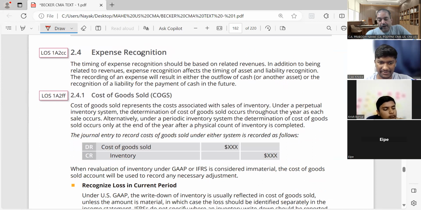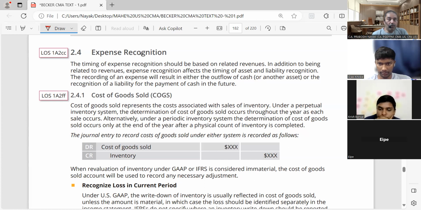Expense recognition. The timing of the expense recognition should be based on related revenues. In addition to being related to revenues, expense recognition affects the timing of the asset and liability recognition. The recording of an expense will result in either the outflow of cash or the recognition of a liability for the payment of cash in the future.